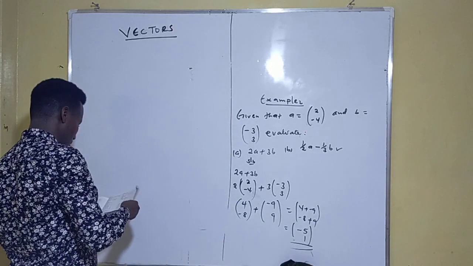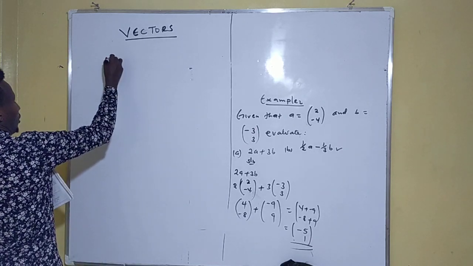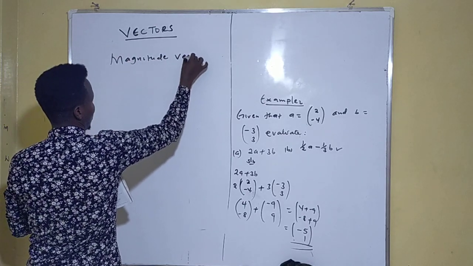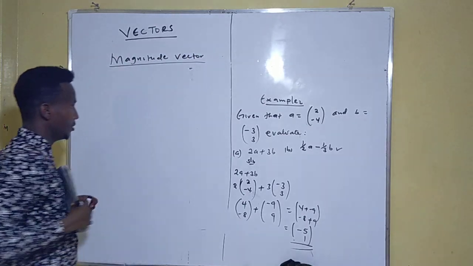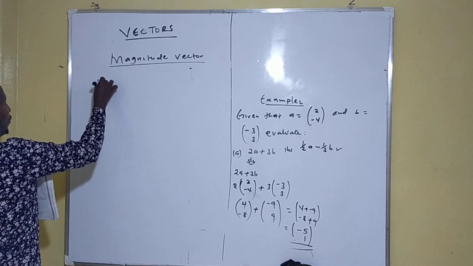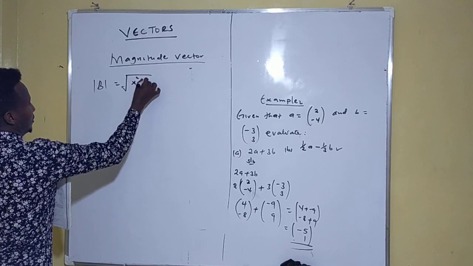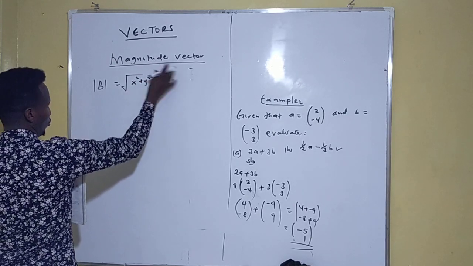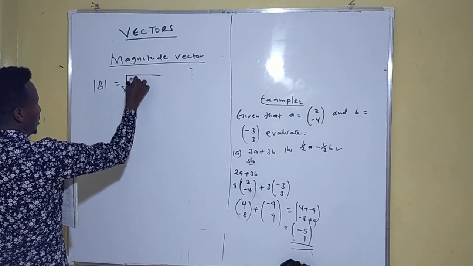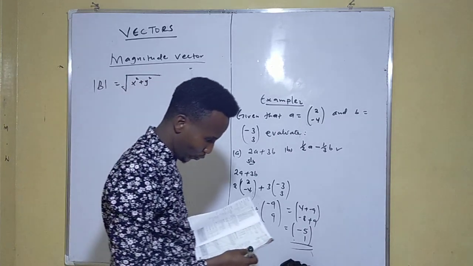Okay, let's see this one. We are going to talk about this one. Magnitude of a vector. Okay, let's say we are talking about vector B. So the magnitude of vector B is written like this, equal to the root of x squared plus y squared. This is how we are going to get the magnitude of vector B. That's how you're going to get it, for your information, guys.